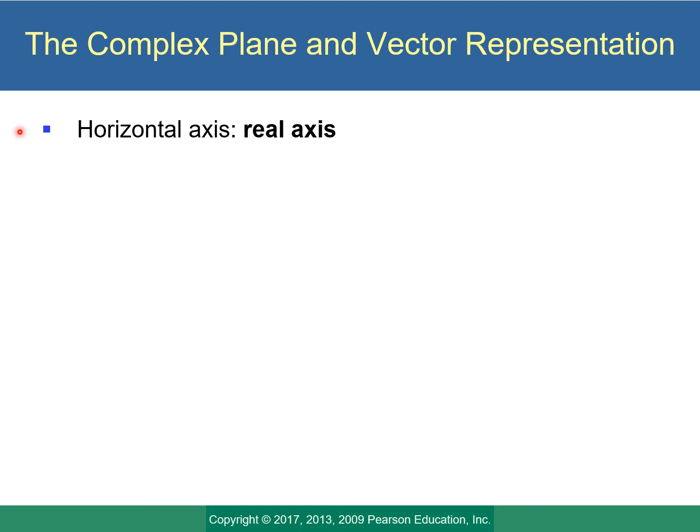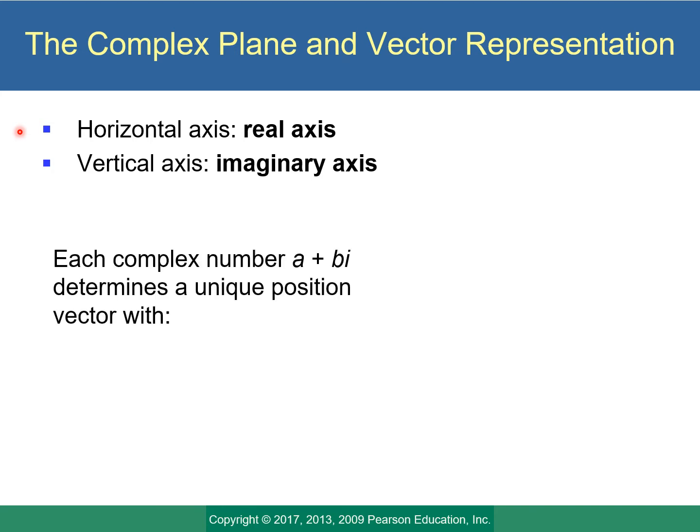The horizontal axis is still a real axis and it represents x, but the vertical axis is now considered the imaginary axis. So what we used to call the y-axis, we're now calling the imaginary axis. Honestly, that's the only new part in terms of graphing. Each complex number, a plus bi, with a real part plus an imaginary part, determines a unique position vector.